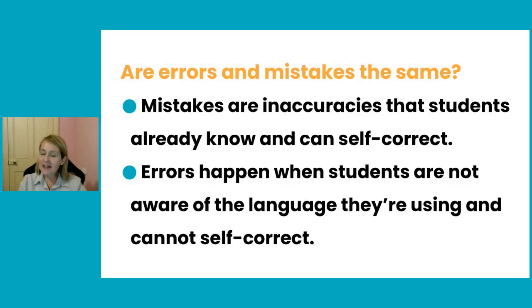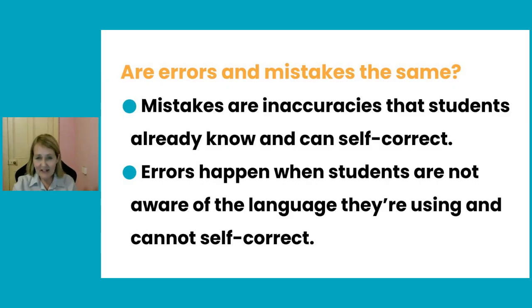Okay, are errors and mistakes the same? That is definitely something to look at. So mistakes are inaccuracies that students already know and can self-correct. So that's if a student makes, for instance, a pronunciation error, and they've made it frequently, and they will perhaps self-correct themselves, and they always leave out the last consonant, and they know that, and they'll correct themselves. So that will be a mistake.